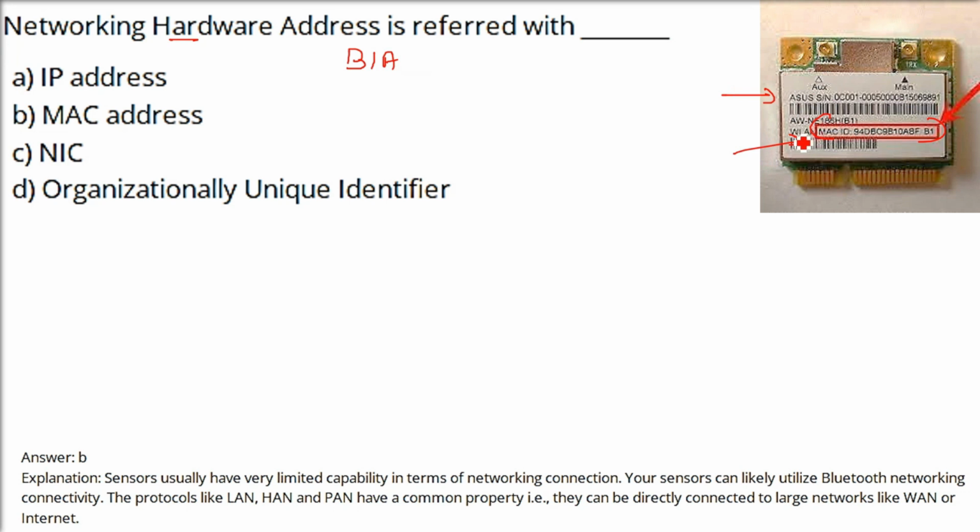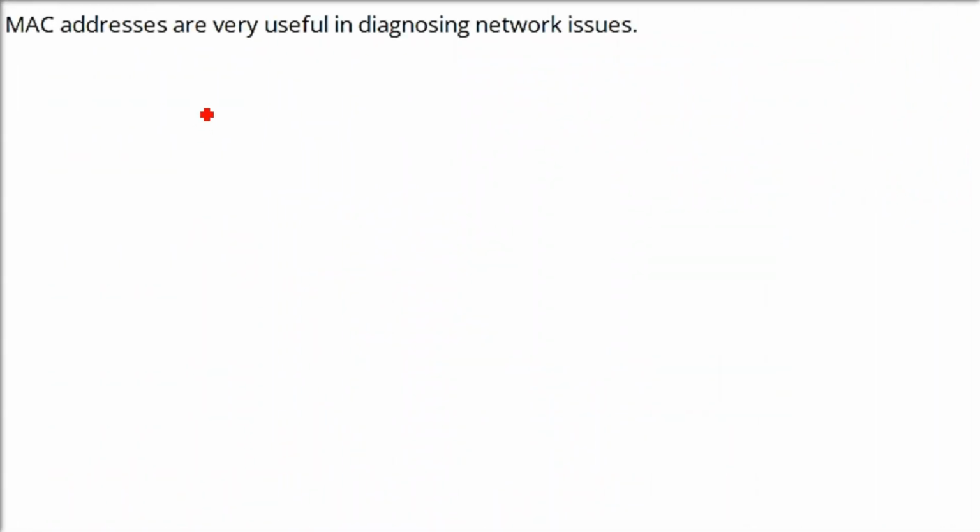This address which you see here is, if you talk about ISO-OSI, I just told you that above physical there is a DLL layer. And at this layer, all the protocols work with the MAC address. And if you go over it, that is network layer, all will be worked with IP address. MAC addresses are very useful in diagnosing network issues.